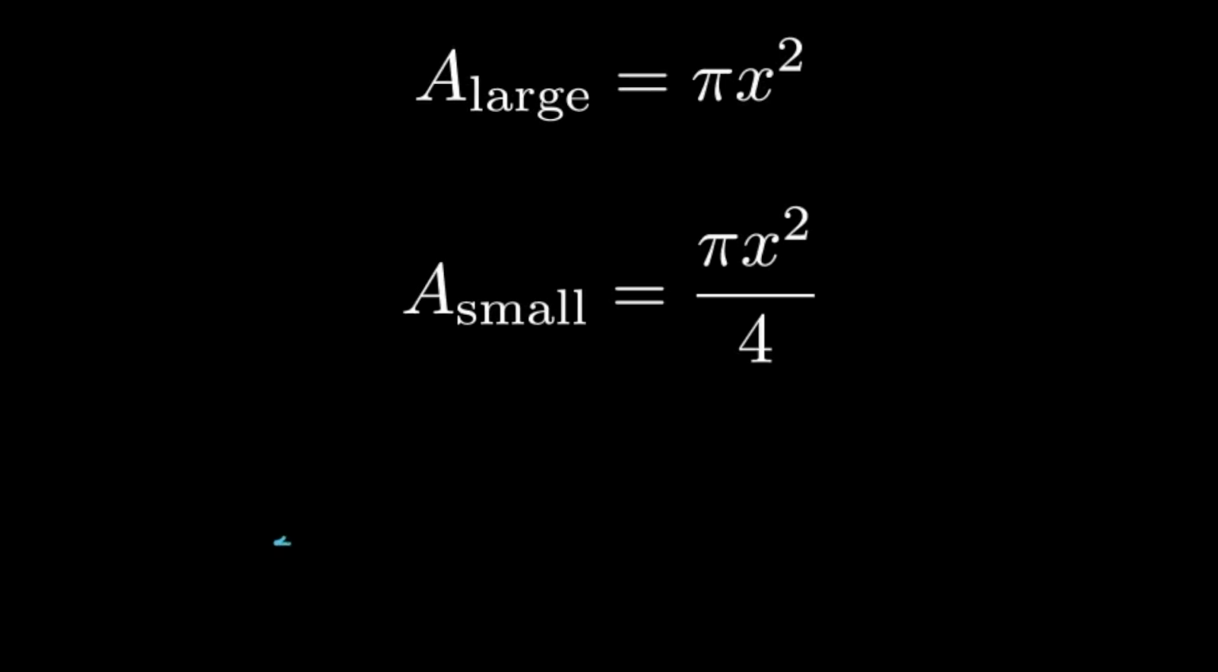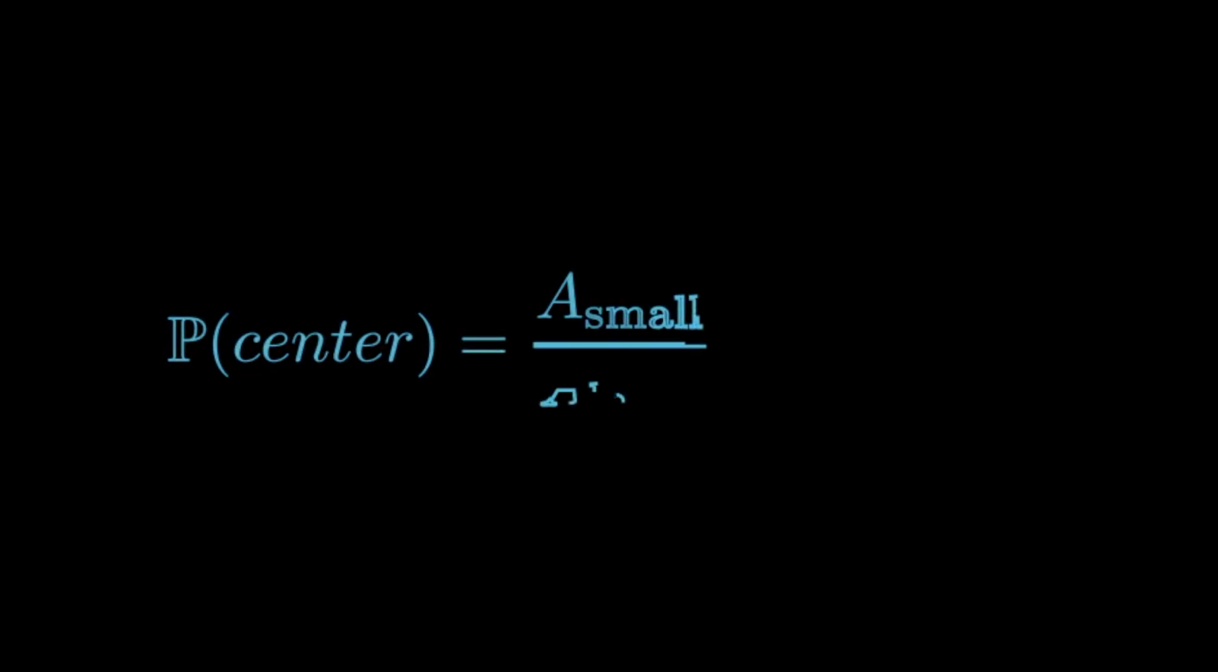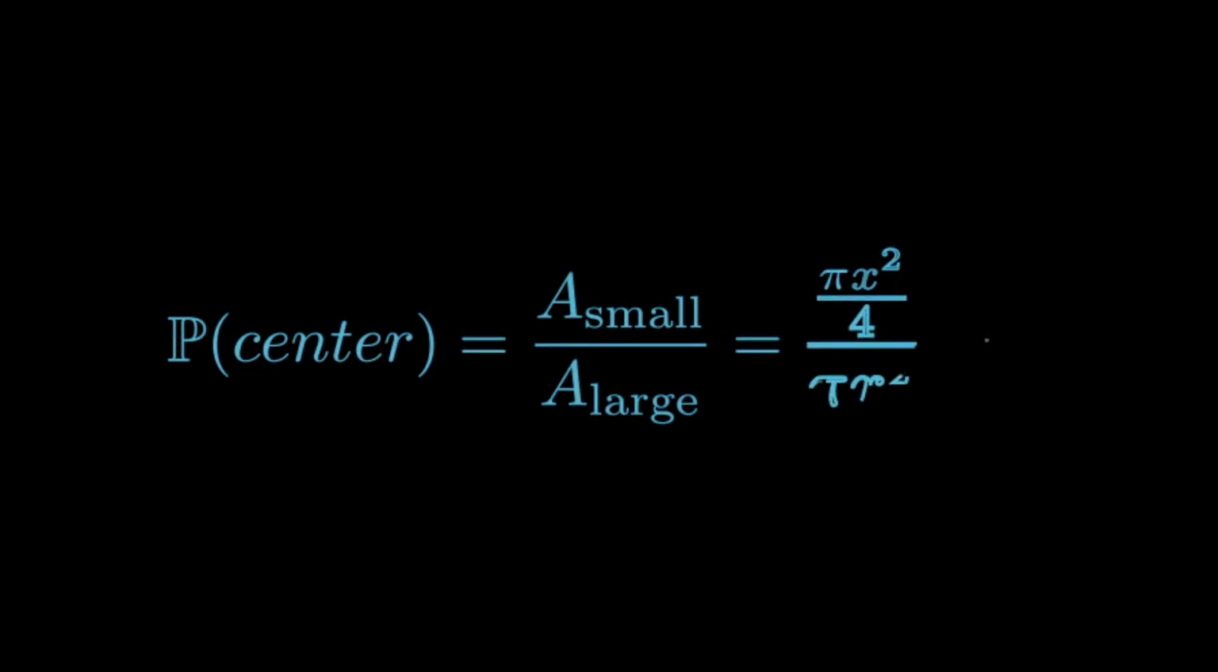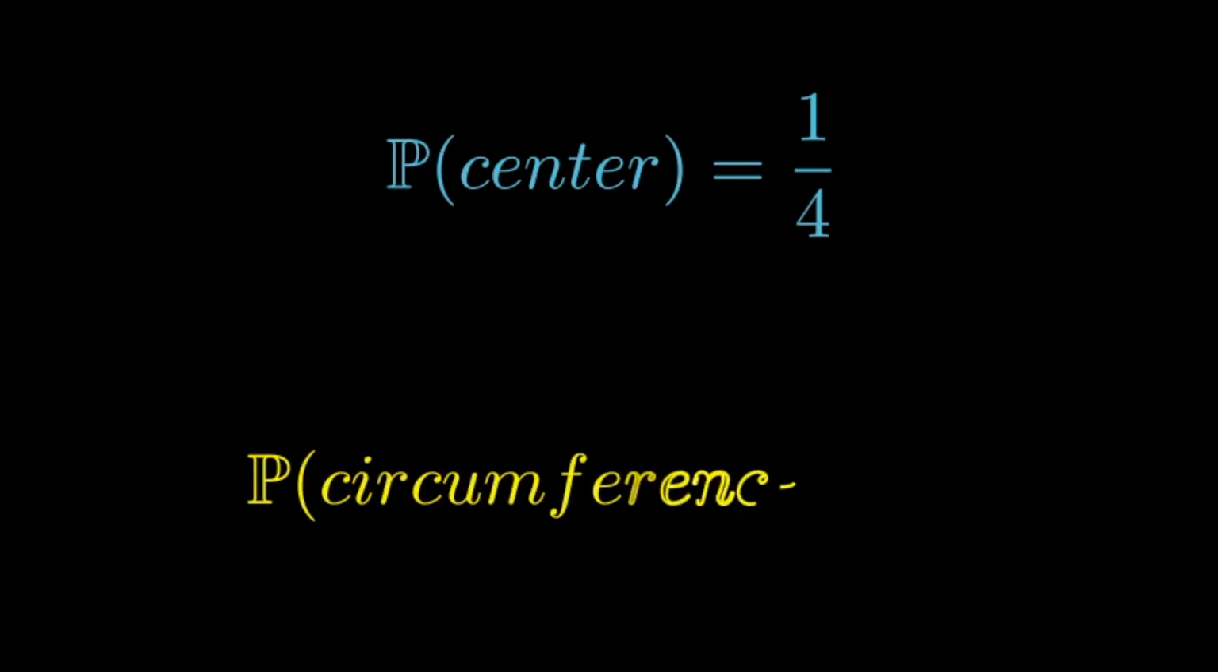The math is straightforward. The area of the larger circle is pi times x squared, and the smaller circle with radius x over 2 has an area of pi times x squared over 4. So the probability of being closer to the center is P for center equals the area of the smaller circle divided by the area of the larger circle, equals pi times x squared over 4 divided by pi times x squared, equals 1 over 4. Therefore, the probability of being closer to the center is 1 over 4, and the probability of being closer to the circumference is 3 over 4.